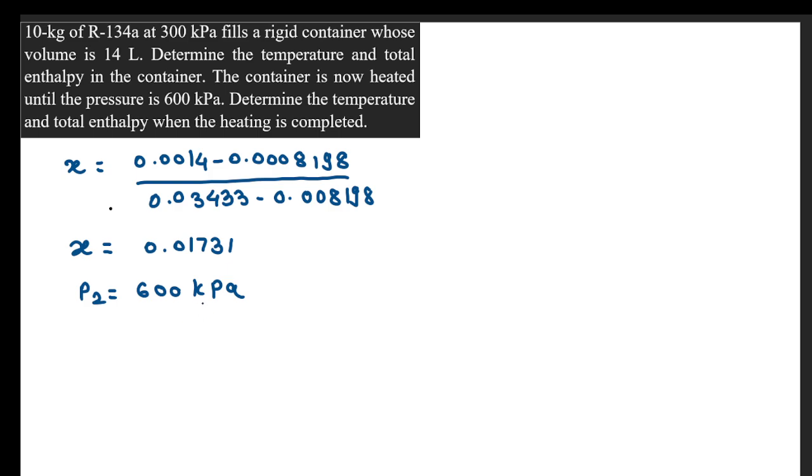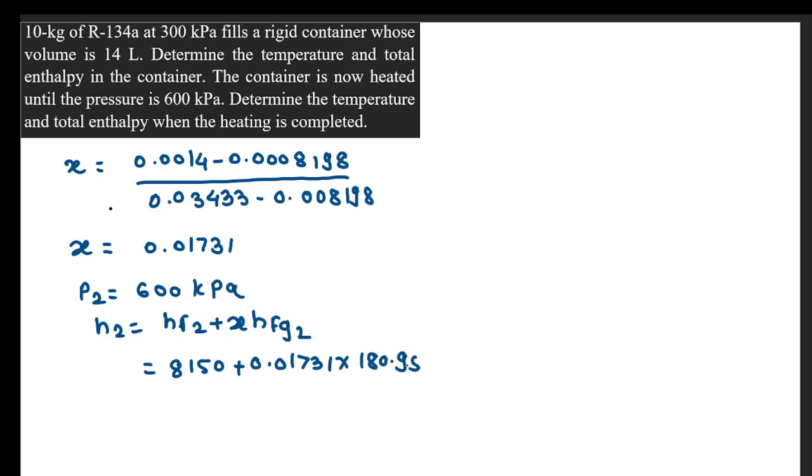Now at P2, 600 kilopascal, enthalpy, you can find out the enthalpy as H2 is equal to Hf2 plus x Hfg2. Now I will write down direct value of Hf2, which is 670.50 plus 0.01731 into 180.95. You will get the H2 value around 84.64 kilojoule per kg.